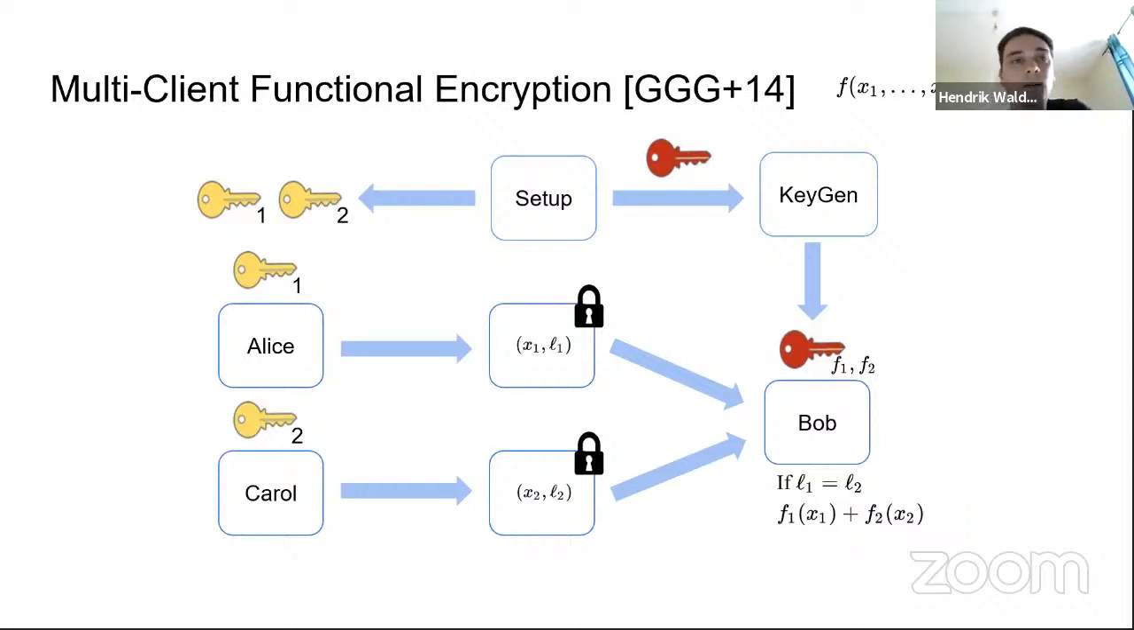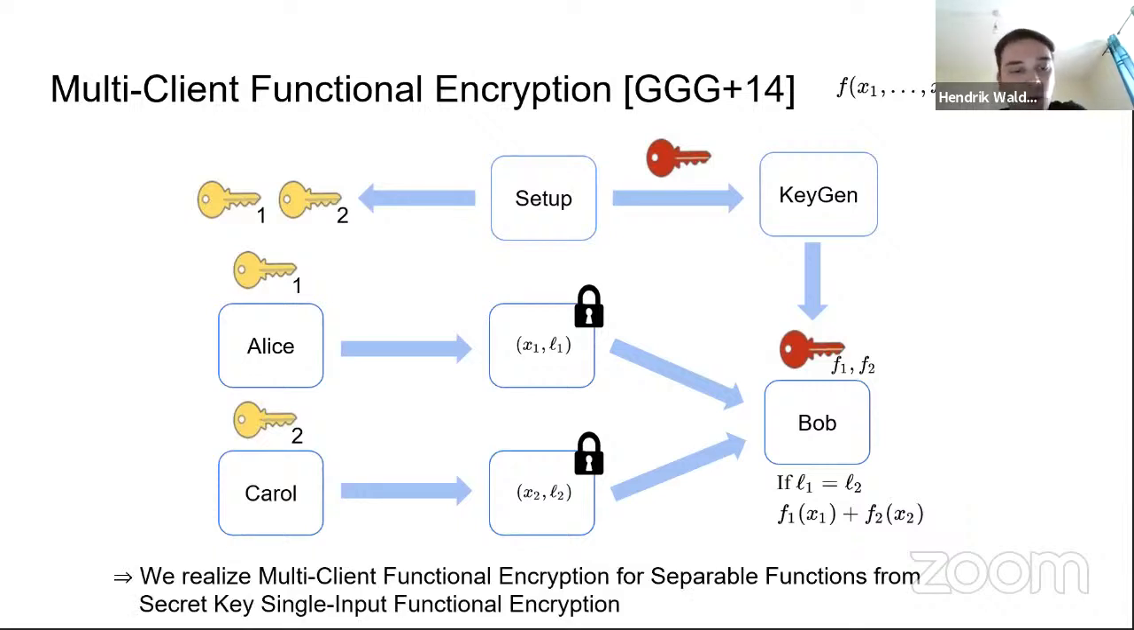In a multi-client scheme, we have a setup algorithm that outputs several encryption keys and the master secret key. The encryption keys can then be used by the different clients to encrypt their messages together with an encryption label. The master secret key is used in a key generation procedure to generate functional keys. If Bob is in possession of such a functional key, he can compute the function evaluation of his key applied on the plaintext encrypted by Alice and Carol. This decryption only succeeds if the ciphertexts he uses are generated with respect to the same encryption label.